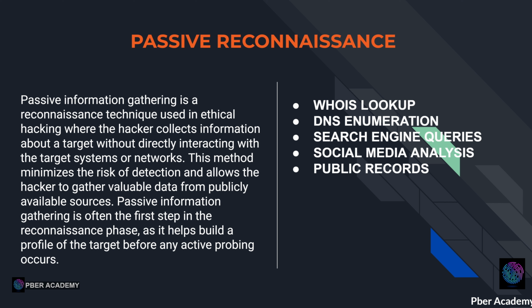There are a few examples of passive information gathering. For example, using a WHOIS database to find the registration details of the domain, including the registrant name, contact information, domain expiry date, and what SSL certificates they are using. All this can be understood from it. DNS enumeration: DNS enumeration is gathering the DNS records.